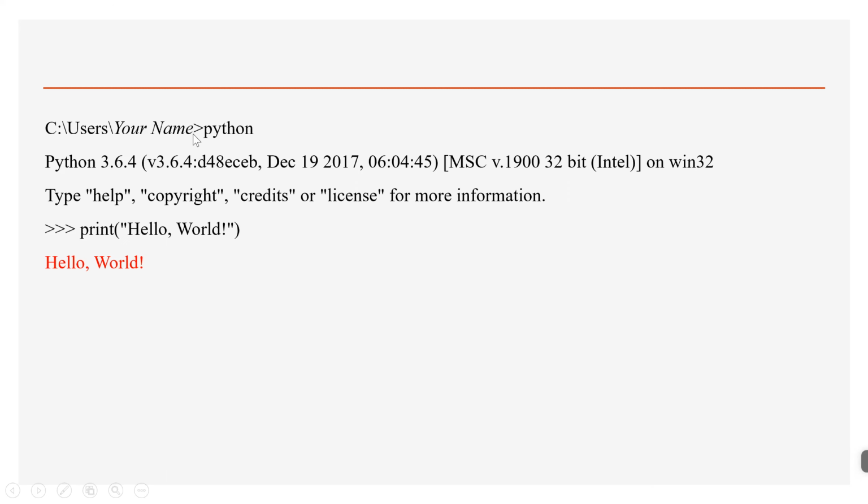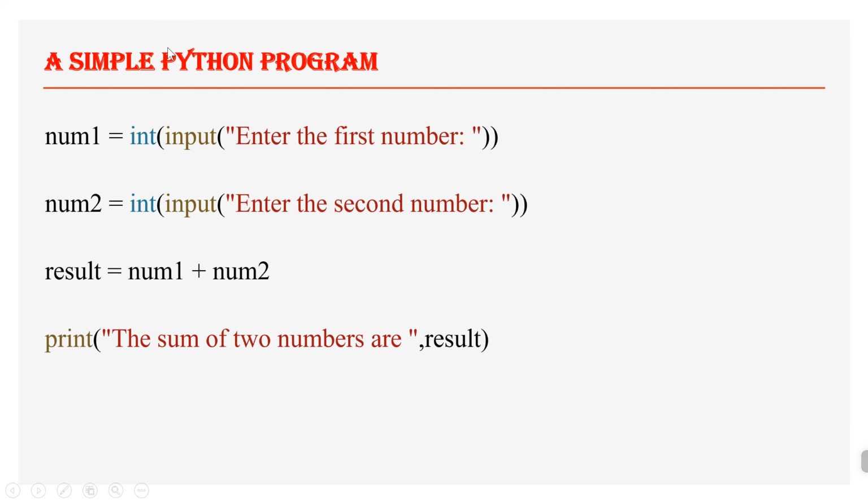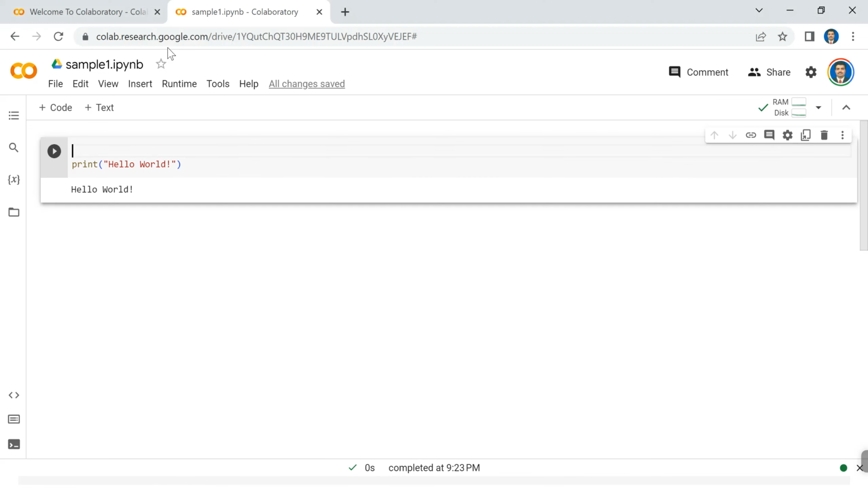Even I can say, if I type python, I'll get a Python command prompt with the three arrows. Now here I can go on typing the commands, and immediately I'll get the output. These are all command line version IDEs. Okay. Now let me give a very simple Python program. Before I go to this, I will write a very simple program here.